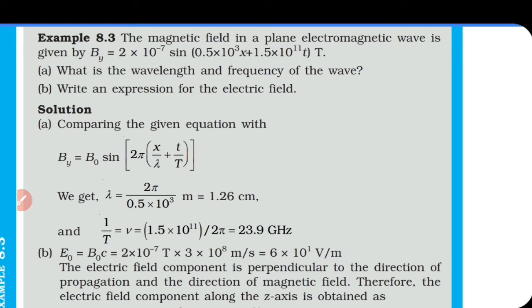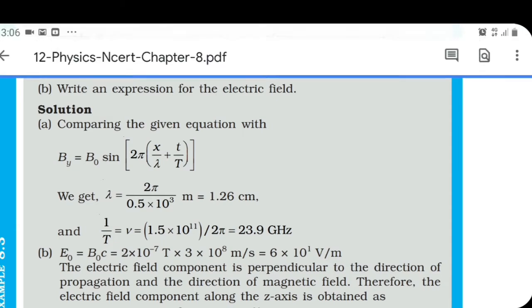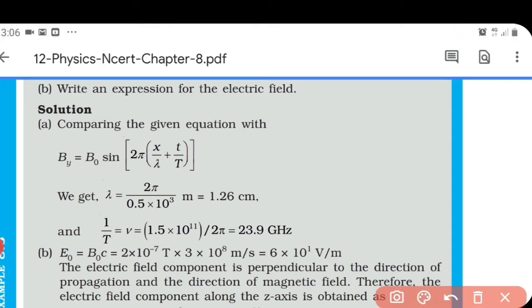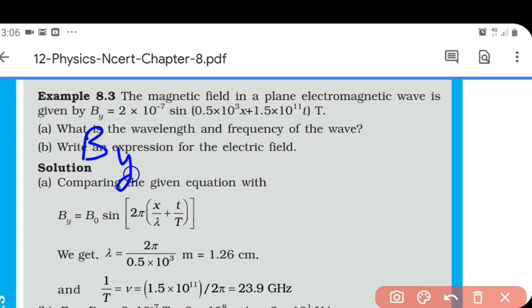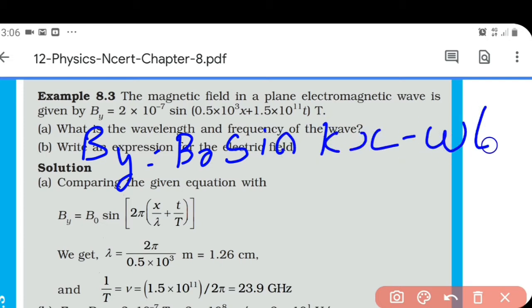So to find wavelength and frequency, we can compare the given equation with the equation which we learned. The general expression we learned is By is equal to B0 sine (kx minus omega t). This is the general expression. By is equal to B0 sine (kx minus omega t). Then you compare term by term.